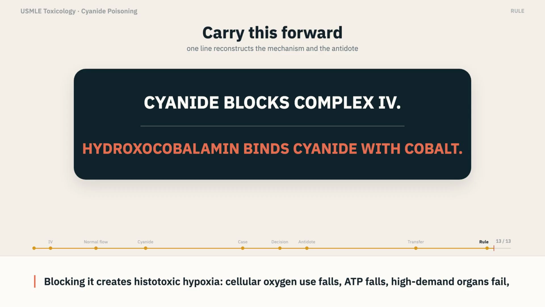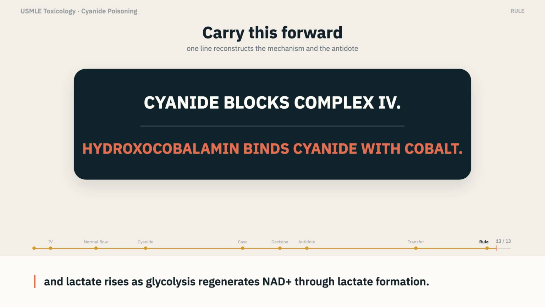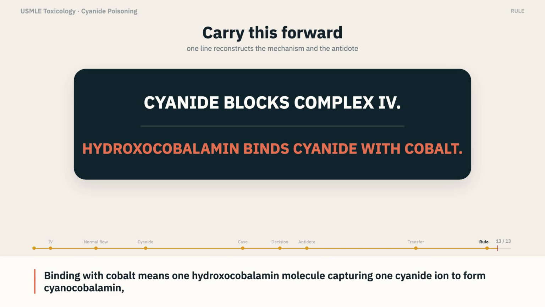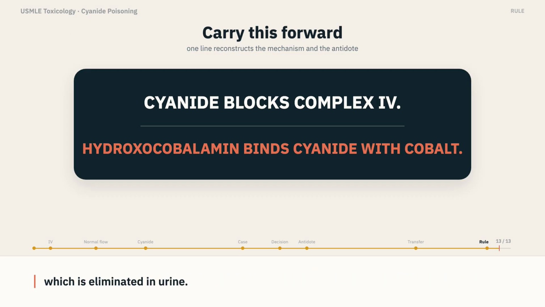Cellular oxygen use falls, ATP falls, high-demand organs fail, and lactate rises as glycolysis regenerates NAD+ through lactate formation. Binding with cobalt means one hydroxocobalamin molecule capturing one cyanide ion to form cyanocobalamin, which is eliminated in urine.